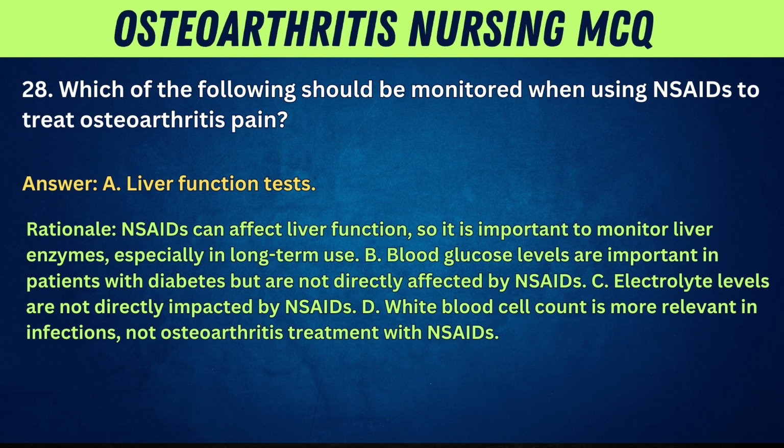B. Blood glucose levels are important in patients with diabetes, but are not directly affected by NSAIDs. C. Electrolyte levels are not directly impacted by NSAIDs. D. White blood cell count is more relevant in infections, not osteoarthritis treatment with NSAIDs.